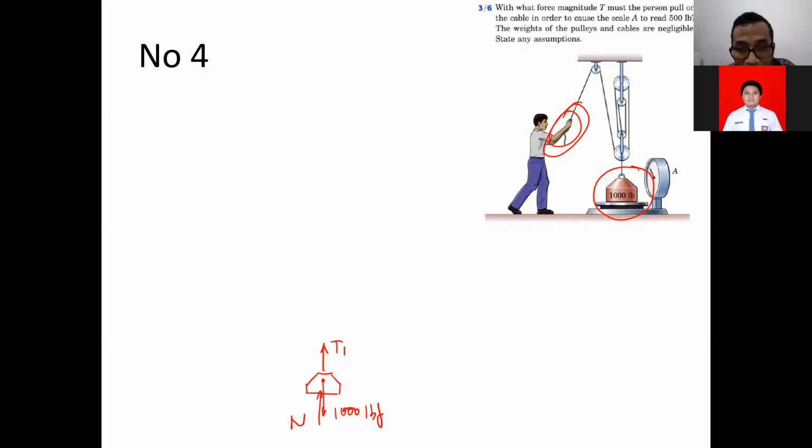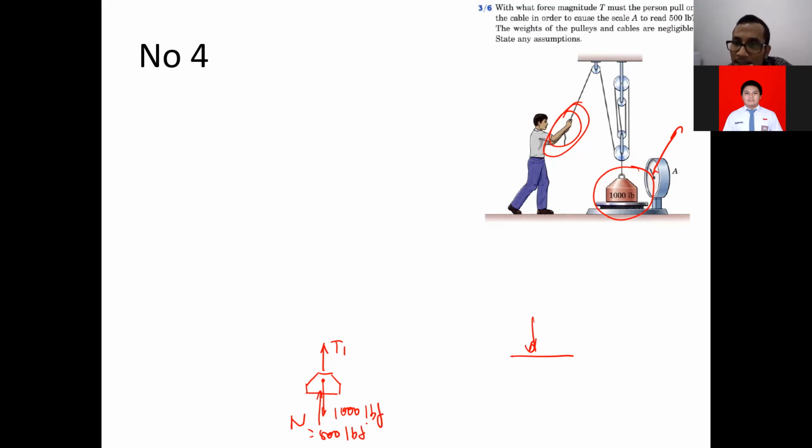Okay, but anyway, the normal force here is supposed to be what value, Irsyad? 1000. 1000? You sure 1000? Remember, the scale is supposed to read 500 lbf, right? So the normal force is supposed to be 500, because if we draw the free body diagram of the weighing machine, in order for it to read 500 there, the normal force going down to the weighing machine is supposed to be 500, right? Yes. So N here is supposed to be 500 lbf.